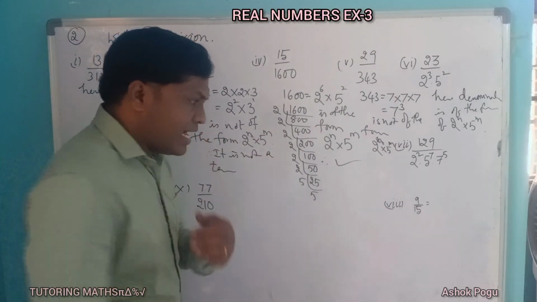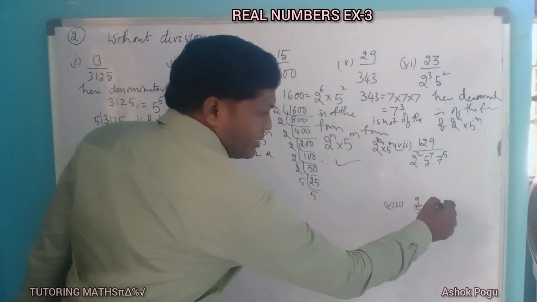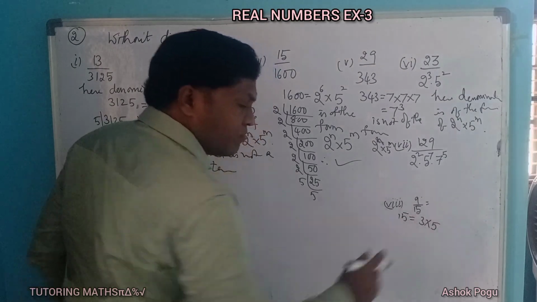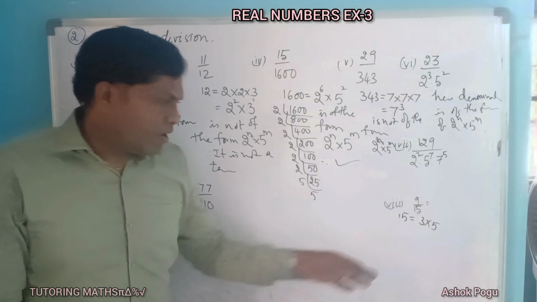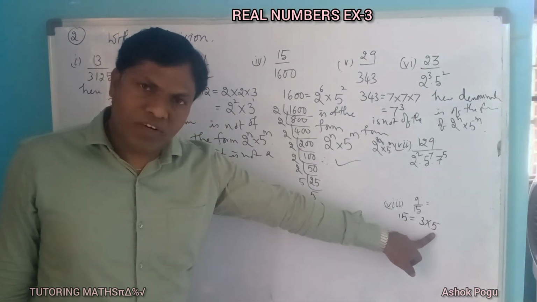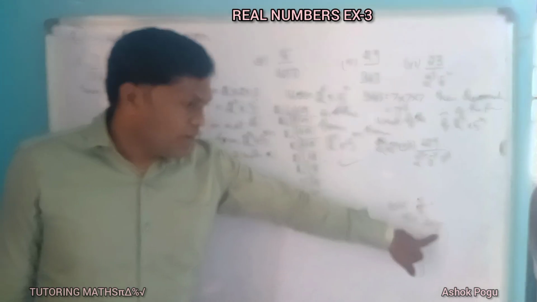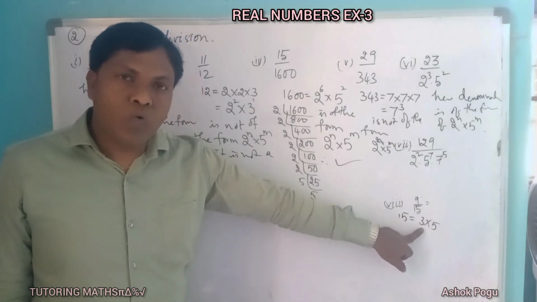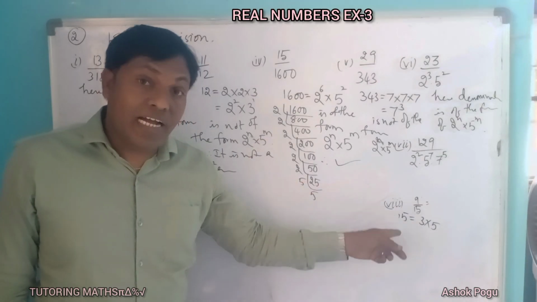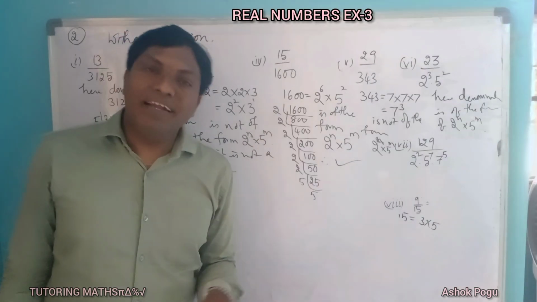Coming to question number 8, 9 by 15. What is the denominator? 15 is the denominator. What are the prime factors of 15? 3 5s, 3 into 5. Again, it is not in the form of 2 power n into 5 power m, because 5 comes, but 2 is not there. Moreover, 3 is there. So since 3 comes, it doesn't become terminating.